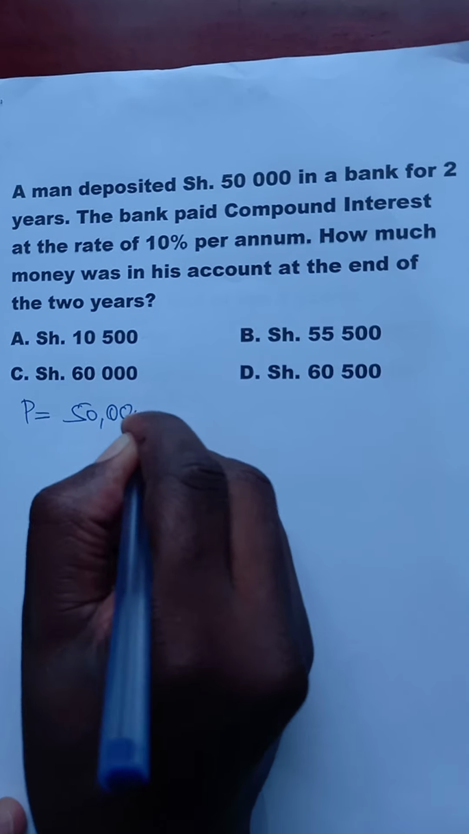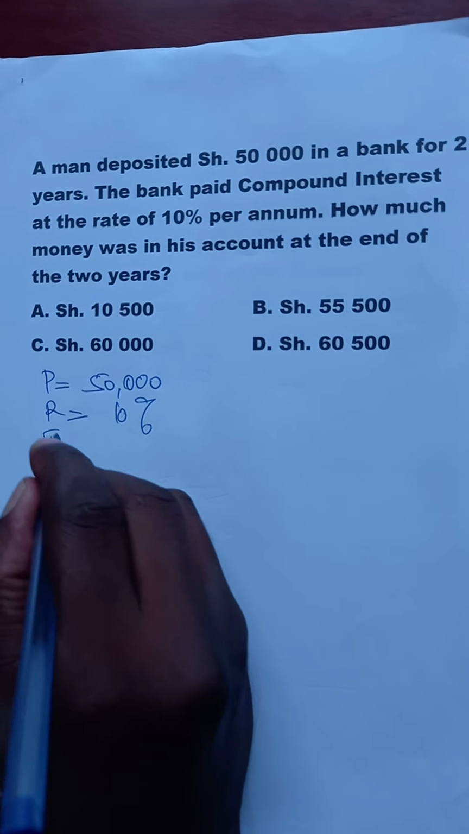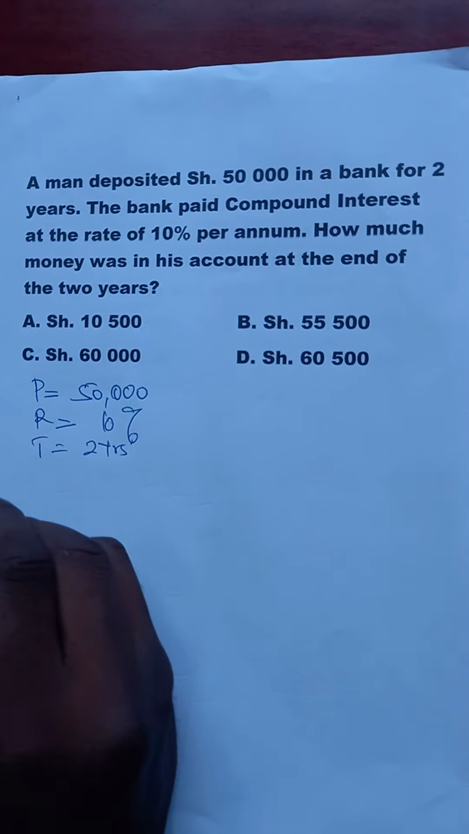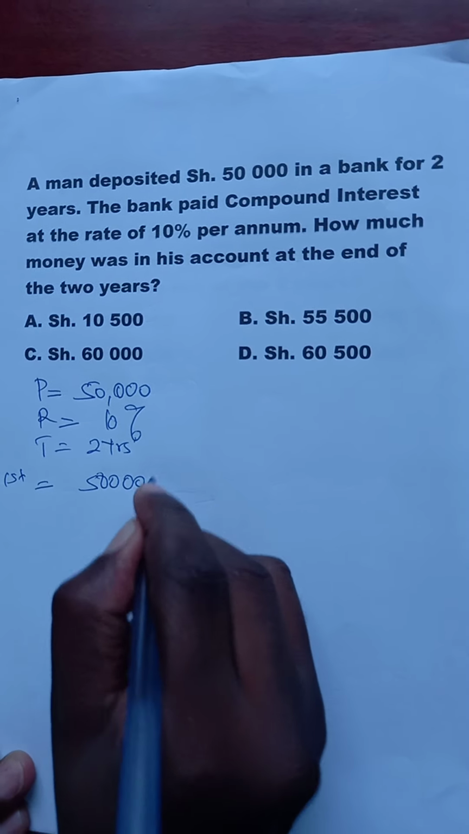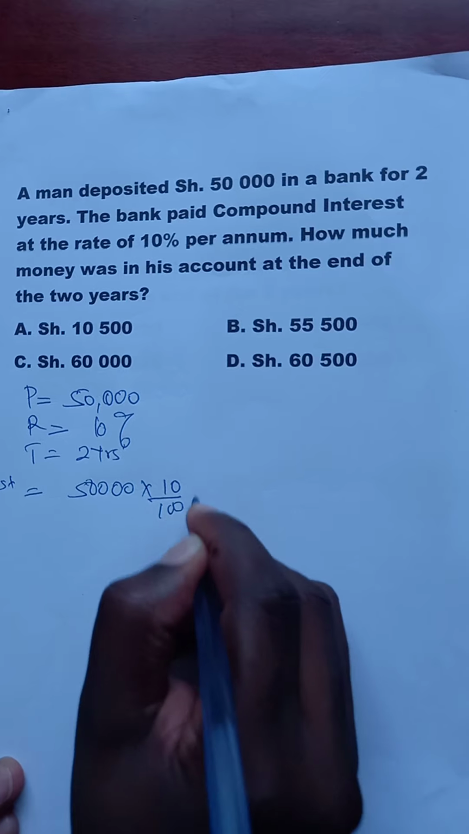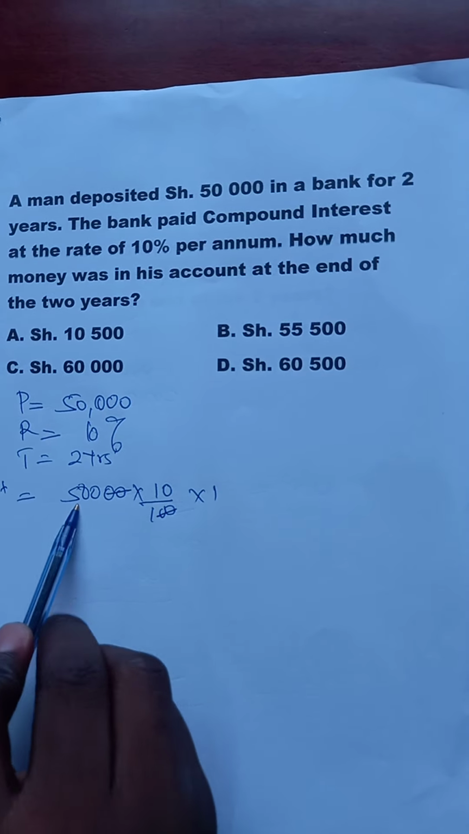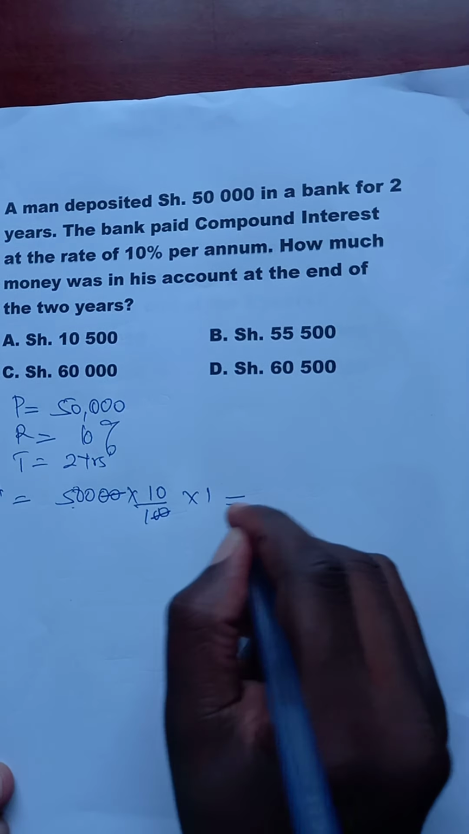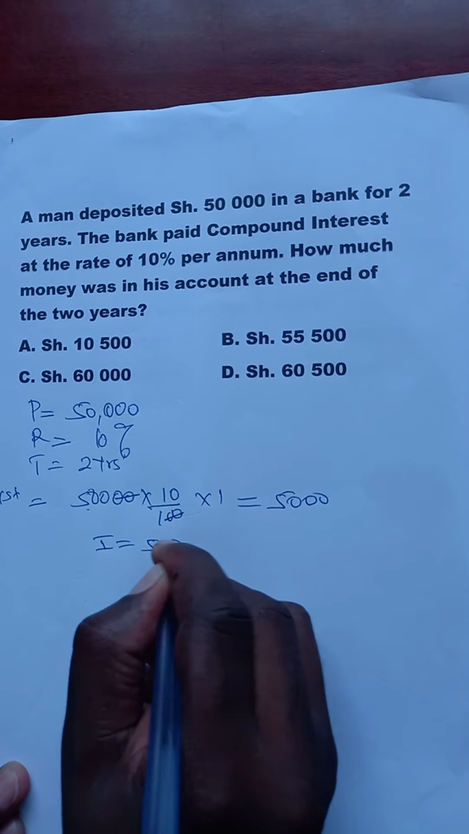Principal, we are told is 50,000. Rate, we are told it is 10%. Time, we are told is 2 years. Let's get the interest of the first year. Principal 50,000 times 10 all over 100 times 1. By zeros go, by zeros go. 500 times 10, you get 5,000. So the interest of the first year was 5,000.